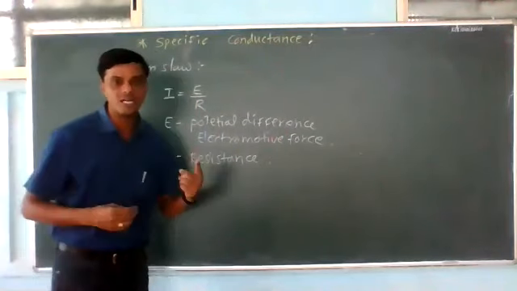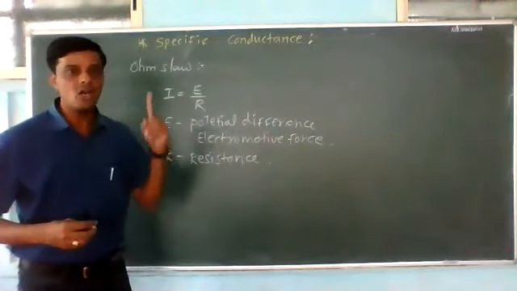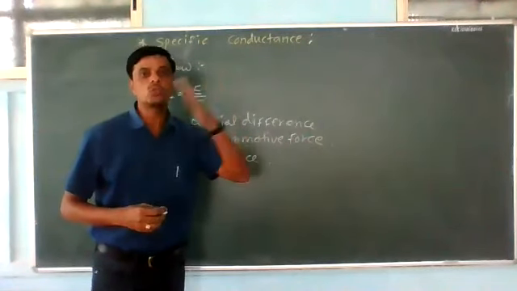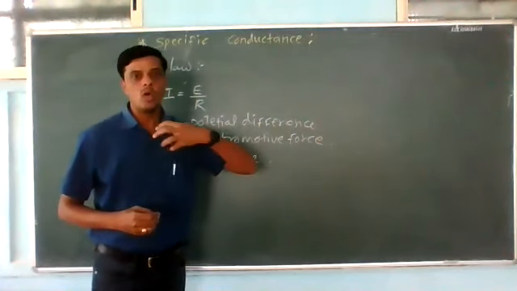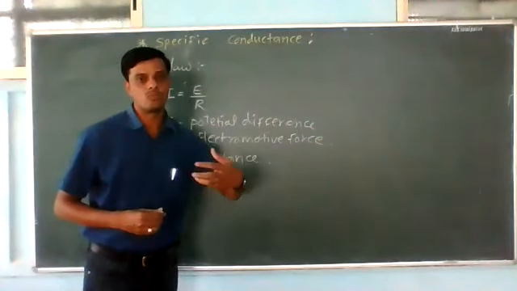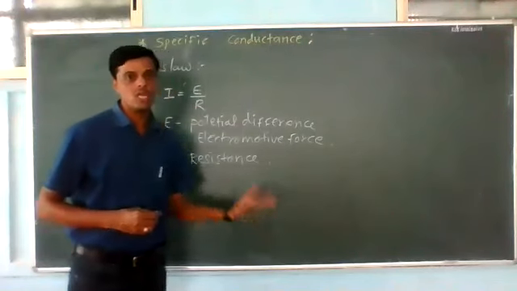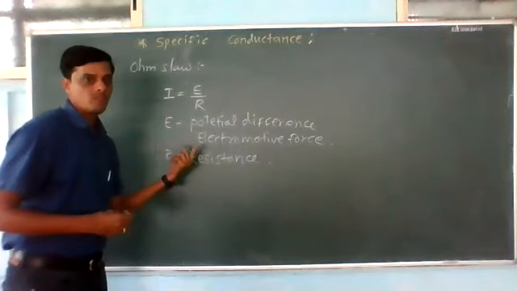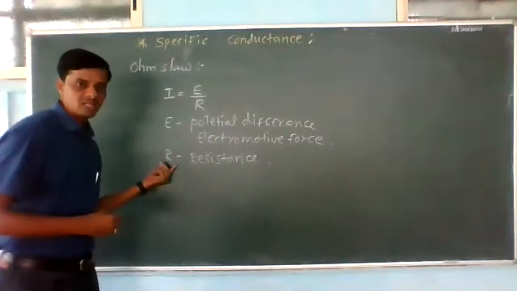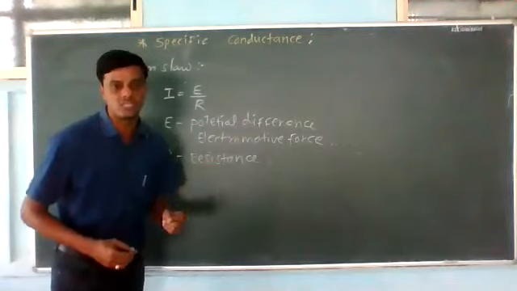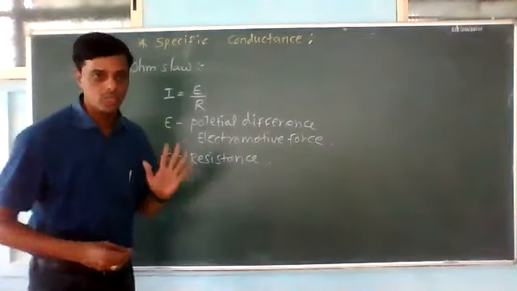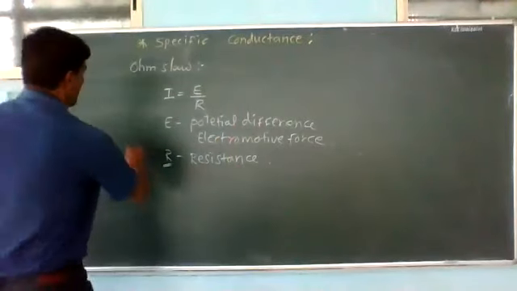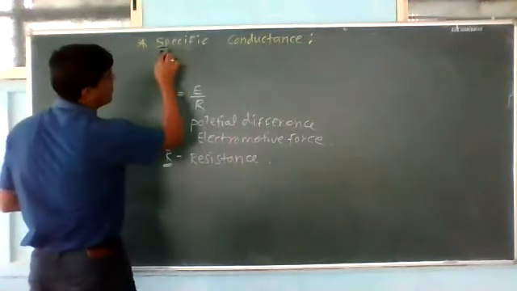Resistance of a conductor is the ability of that conductor to resist the flow of electric current, to stop the flow of current, to make obstacles for the electricity to flow through the solution. That ability or potential of that conductor is known as its resistance power. Understood? It is very important. From this point only we are going to proceed to the concept of specific conductance.